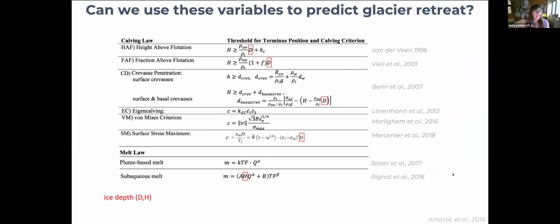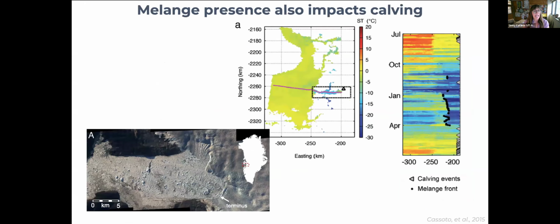And so what we did is we took variables like ice depth or ice thickness, we took ocean thermal forcing, subglacial discharge, ice velocity, and strain rate, or some version of the stress at the terminus. And we also looked at melange because there's a lot of debate in the community about the influence of melange in terms of its importance of putting a backstress on the terminus and suppressing calving.